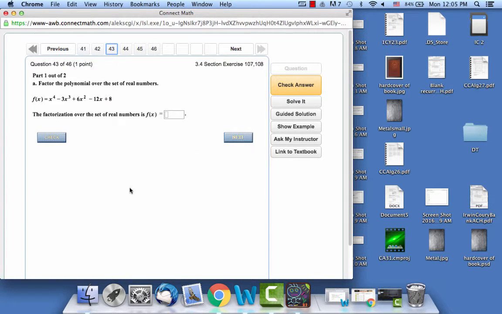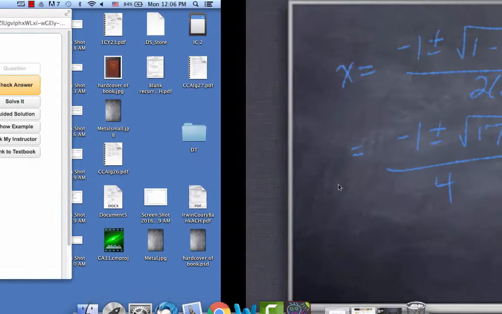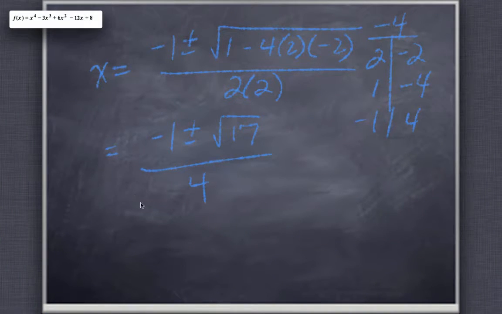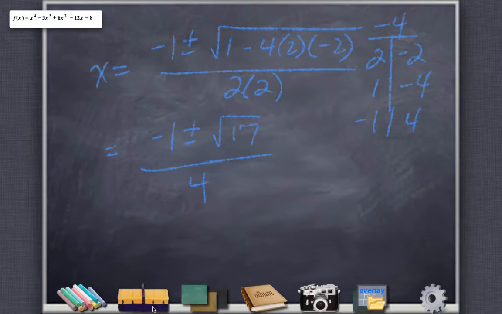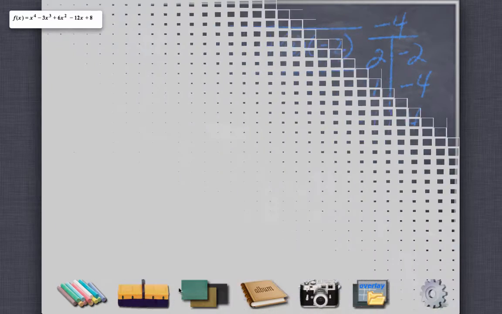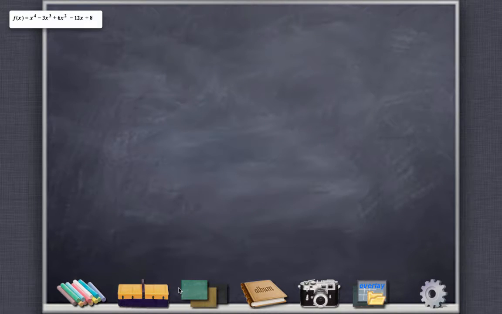Okay, so this one we want to factor over all real numbers. It's to the fourth. There aren't 4 pieces. We can't really group it. So let's just go trying to find zeros. Once we get down to squared, we can use the quadratic formula.